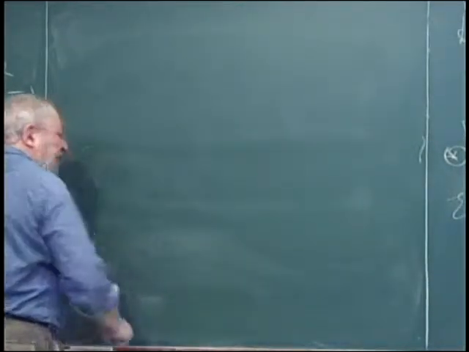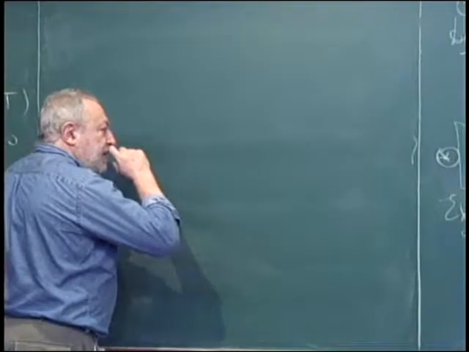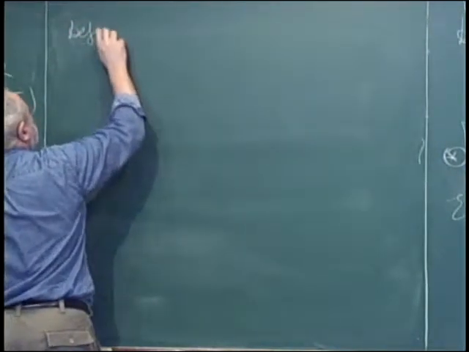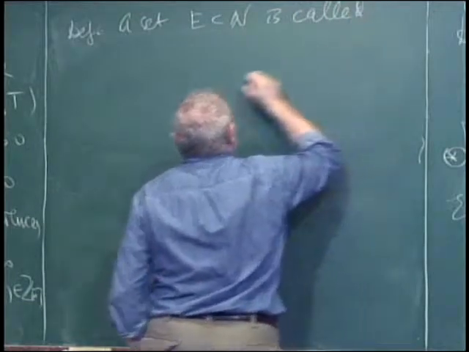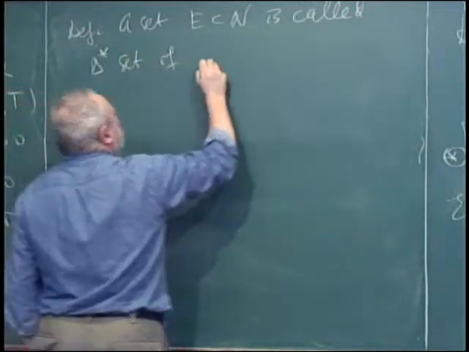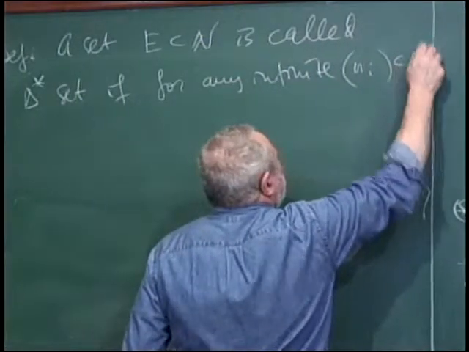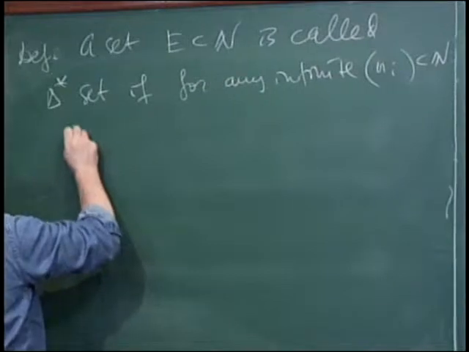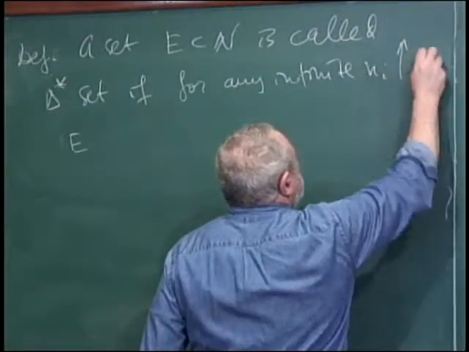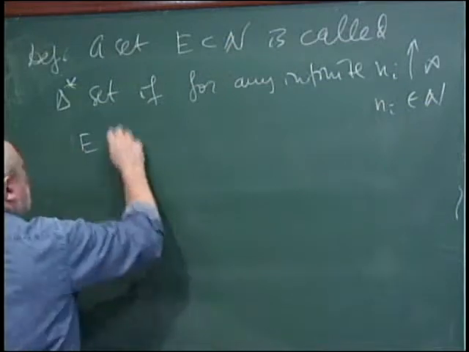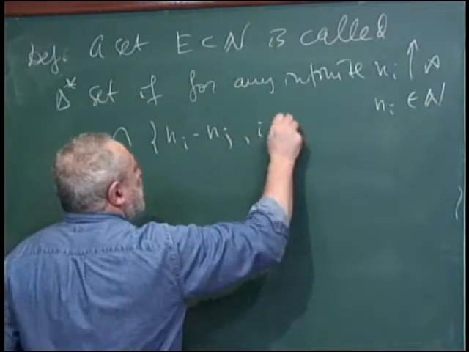Okay. But then I will have to introduce one more definition. And so let's call it delta star, okay? So, definition. A set E in N is called a delta star set if for any infinite sequence n_i in N, say for convenience, with i going to infinity, E intersection (n_i minus n_j) is non-empty.